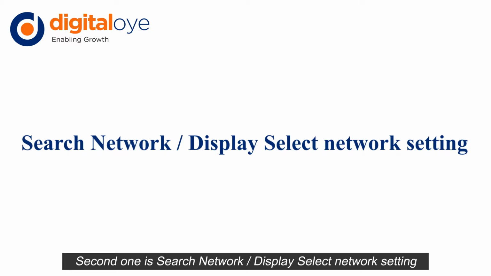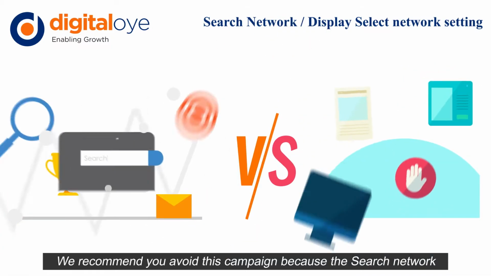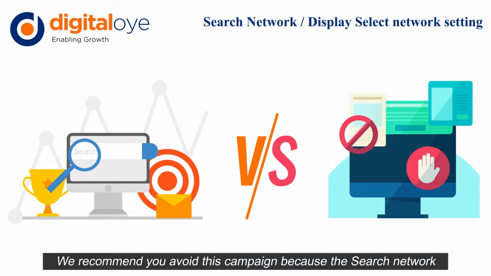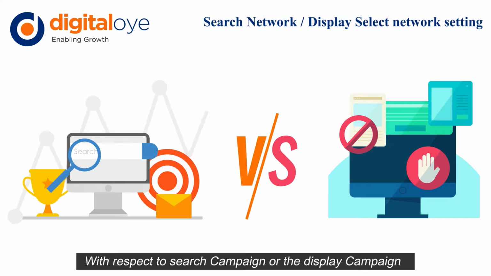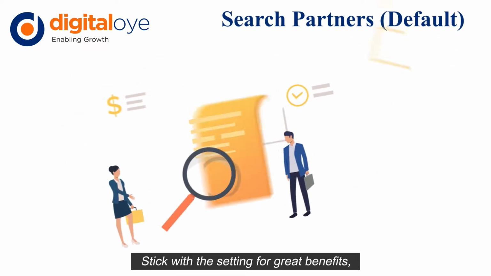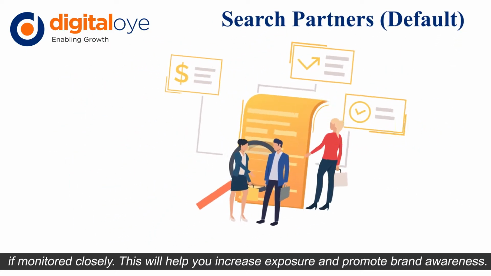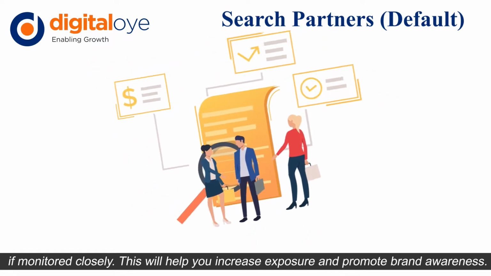Second one is networks, that is search network versus display network. We recommend you avoid mixing these campaigns because the search network and display network work with different intent. This setting needs to be at par. What do you want to achieve, or what is your goal with respect to the search campaign or the display campaign? Third is search partners, default. Stick with the default settings for greater benefits. If monitored closely, this will help you to increase exposure and promote brand awareness.